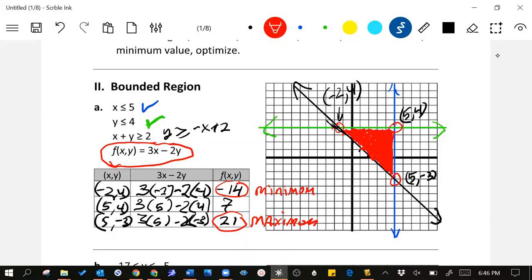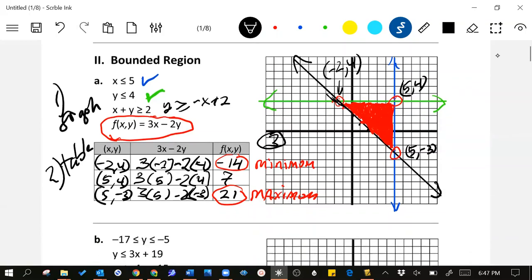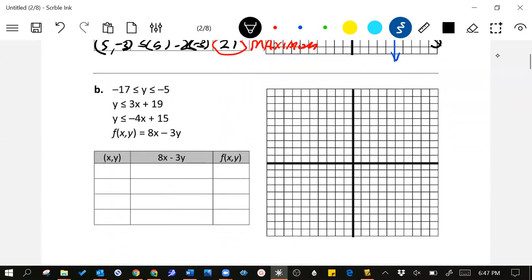So what you do is, number 1, graph, including the shading, and then number 2, fill out the table, and then number 3 is determine the maximum and minimum. Easiest done when you have the answers there for it. All right, let's look at a second problem. If you wish to do this on your own, go ahead and do that now. In 5 seconds, I'll start talking again.